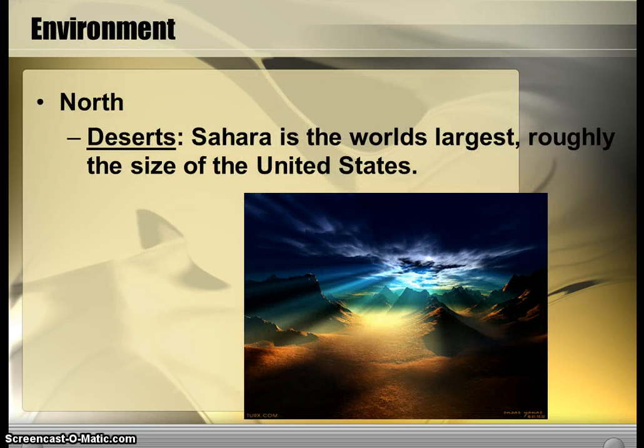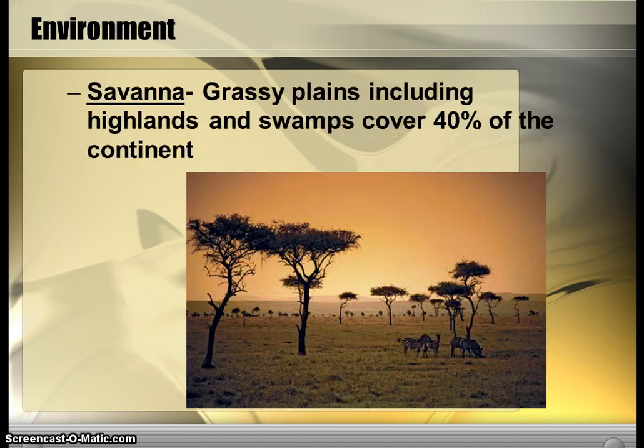So, in the northern part of Africa and in the very south, we have deserts. The Sahara is the world's largest desert. It covers most of North Africa. We'll look at the map in a second. And it is roughly the size of the United States. The savanna are grassy plains that include highlands and then swampy lower areas. And the savanna covers about 40% of Africa.